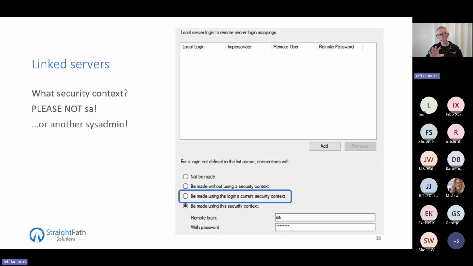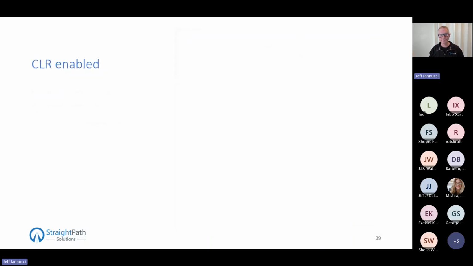So I'm not saying don't use linked servers. I'm just saying try to use the highlighted option here, to use the login's current security context, and work out the permissions. Do the hard work to save yourself a lot of harder work in the future.